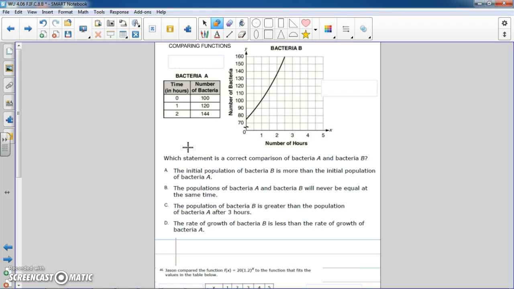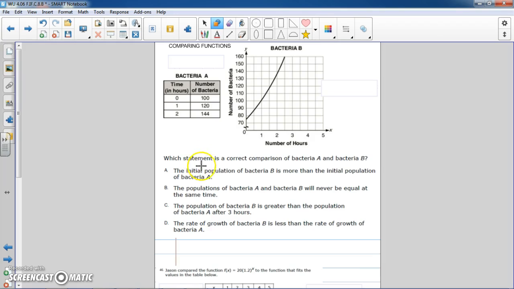B says the populations of bacteria A and bacteria B will never be equal at the same time. C says the population of bacteria B is greater than the population of bacteria A after 3 hours. And D says the rate of growth of bacteria B is less than the rate of growth of bacteria A.